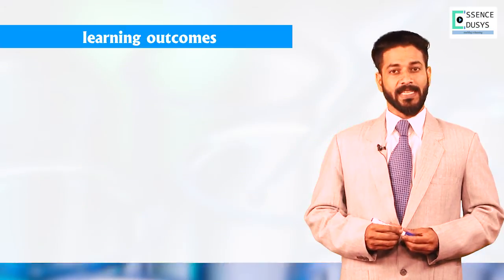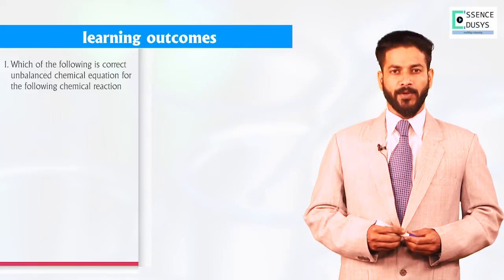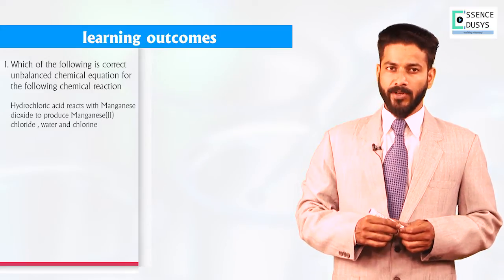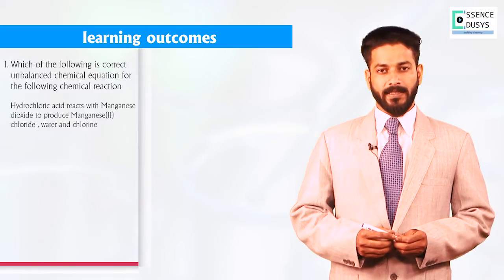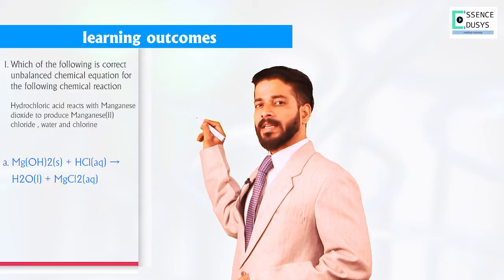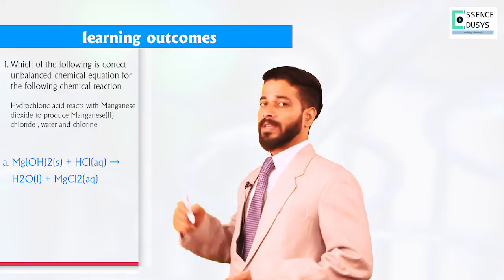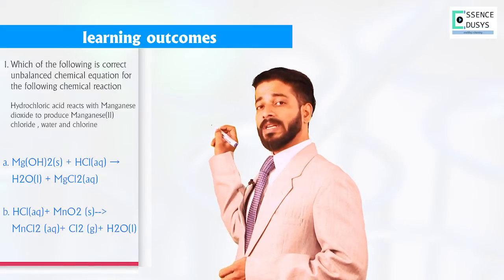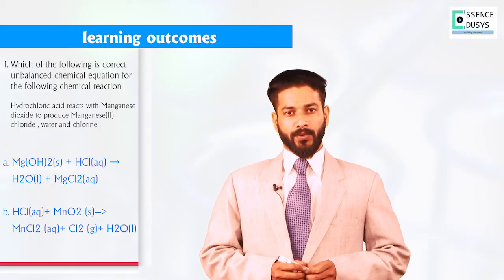Now, it is time to assess the learning outcomes. Which of the following is the correct unbalanced chemical equation of the following chemical reaction? Hydrochloric acid reacts with manganese dioxide to produce manganese 2 chloride, water and chlorine. Option A, Mg(OH)2 plus HCl gives H2O plus MgCl2. Option B, HCl plus MnO2 gives MnCl2 plus Cl2 plus H2O.